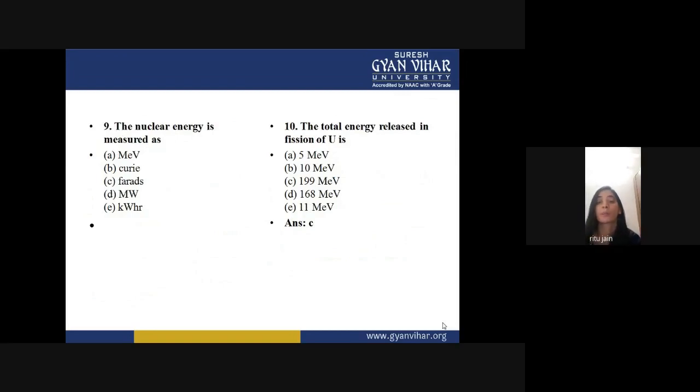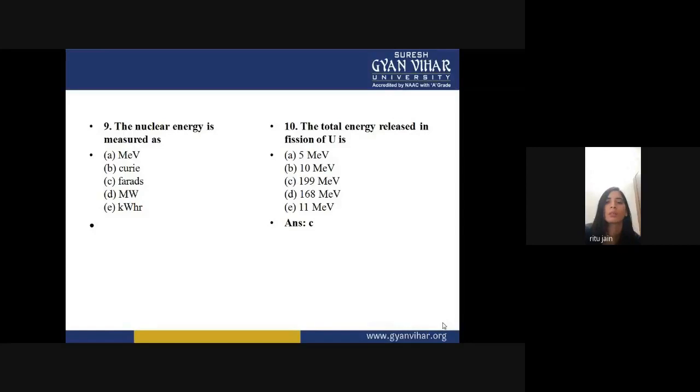Now another question. The nuclear energy is measured as what? When we saw the chain reaction, you saw that the nuclear energy is released in terms of neutrons. First we have to see what options are given. One is mega electron volt, and the other options are variations of megatonnic volt. So the answer for this question is mega electron volt.